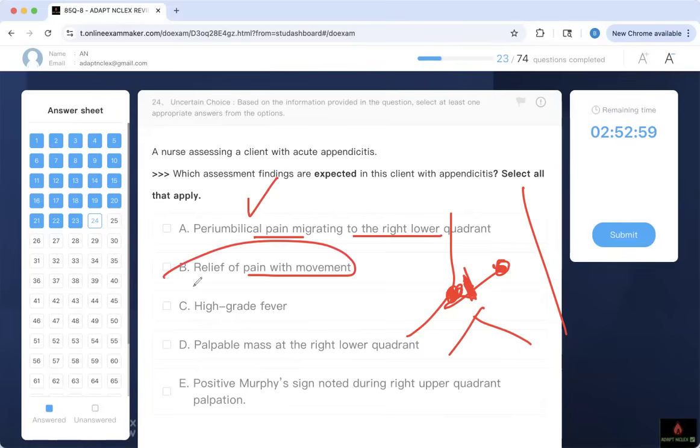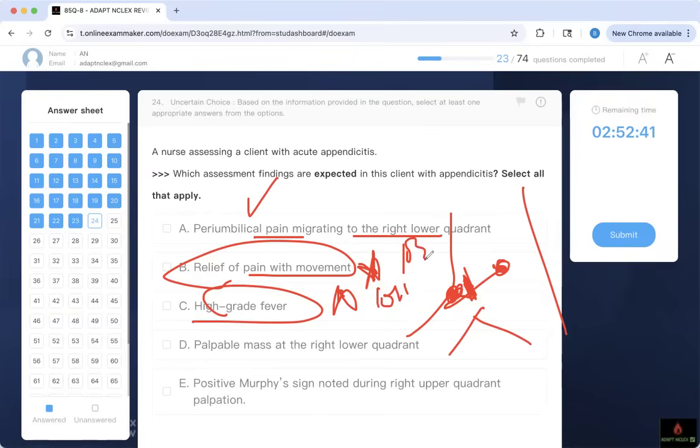Relief of your pain when you move. When you have appendicitis, when you move, you have more pain. This is a trap, an NCLEX trap. High fever. This is another trap. You're going to have fever, but it's not going to be high. Usually 101.1, 101.5. High fever is like 102, 103, 104. That means there's perforation. You have an abscess. It's not acute appendicitis anymore.